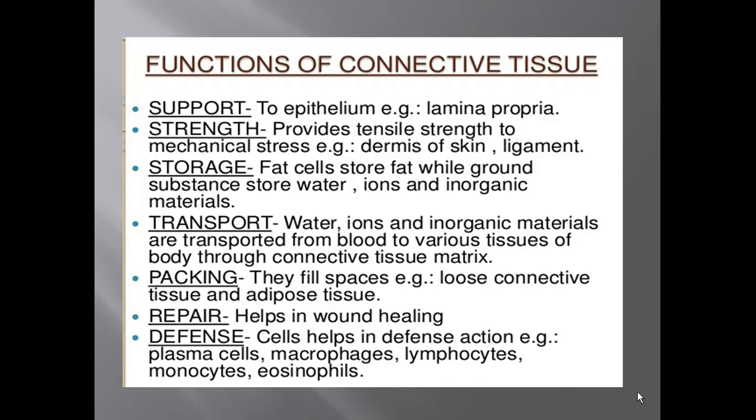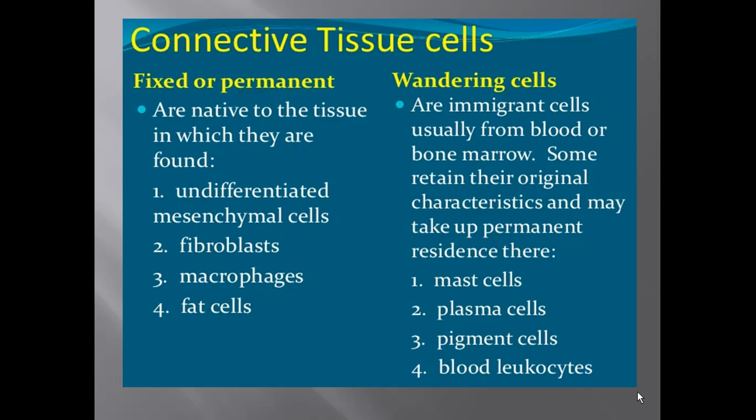We know that one essential element of connective tissue is cells, and these cells have a role in defense, as a defense action, and also for immunity. For example, plasma cells, macrophages, lymphocytes, monocytes, and eosinophils. And then we have connective tissue cells. I have two terms, and I will cover them: fixed or permanent cells, and wandering cells.